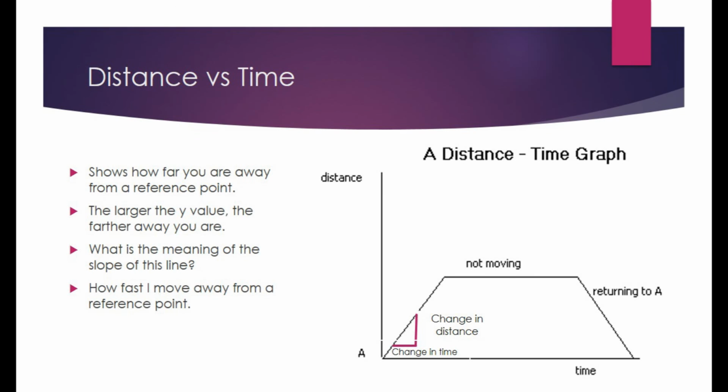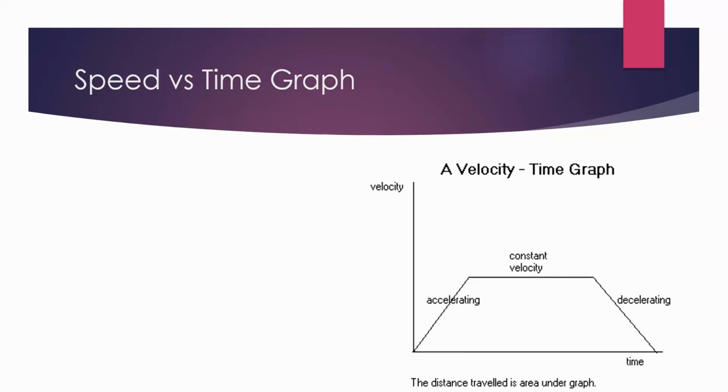The rate at which I move away from a reference point is my velocity. So the slope of those lines was literally my speed. Okay? The way I changed position given time. But velocity itself could also be graphed. Okay?